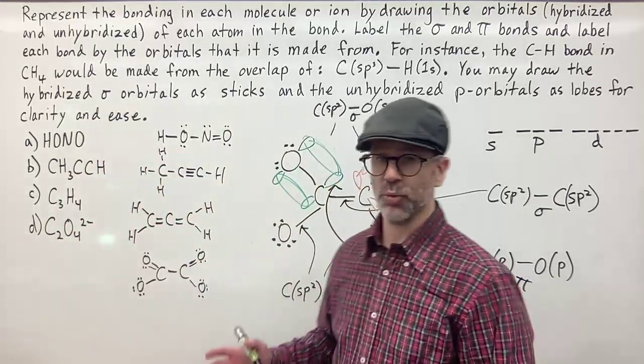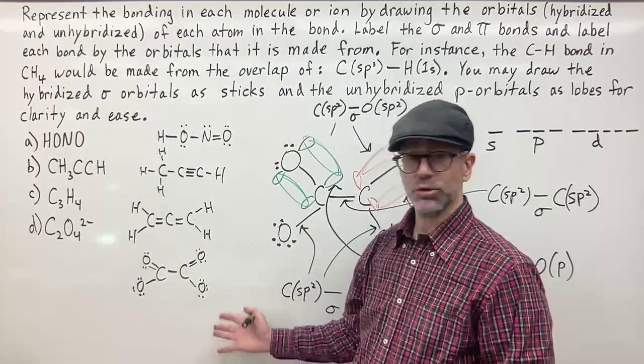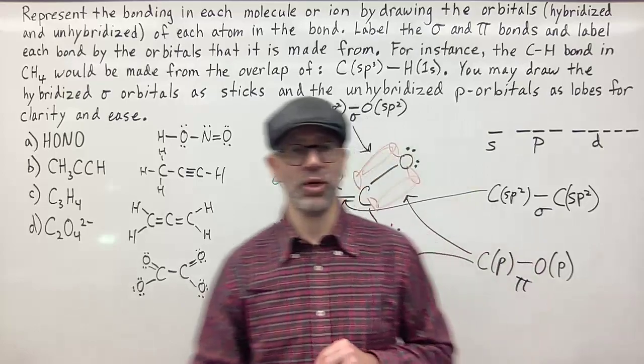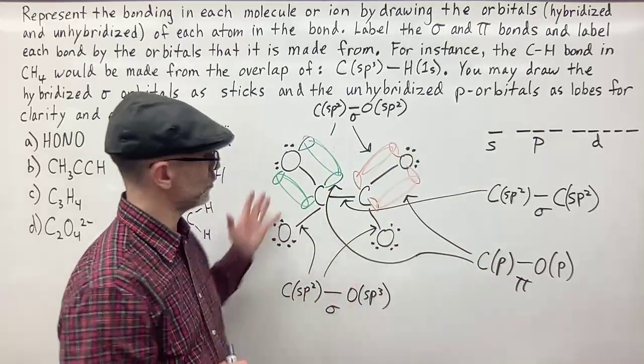So again, you start with the Lewis dot structures. Lewis dot structures will show you where the sigma and pi bonds are. And then when you want to label them and draw them, this is the way to do it.